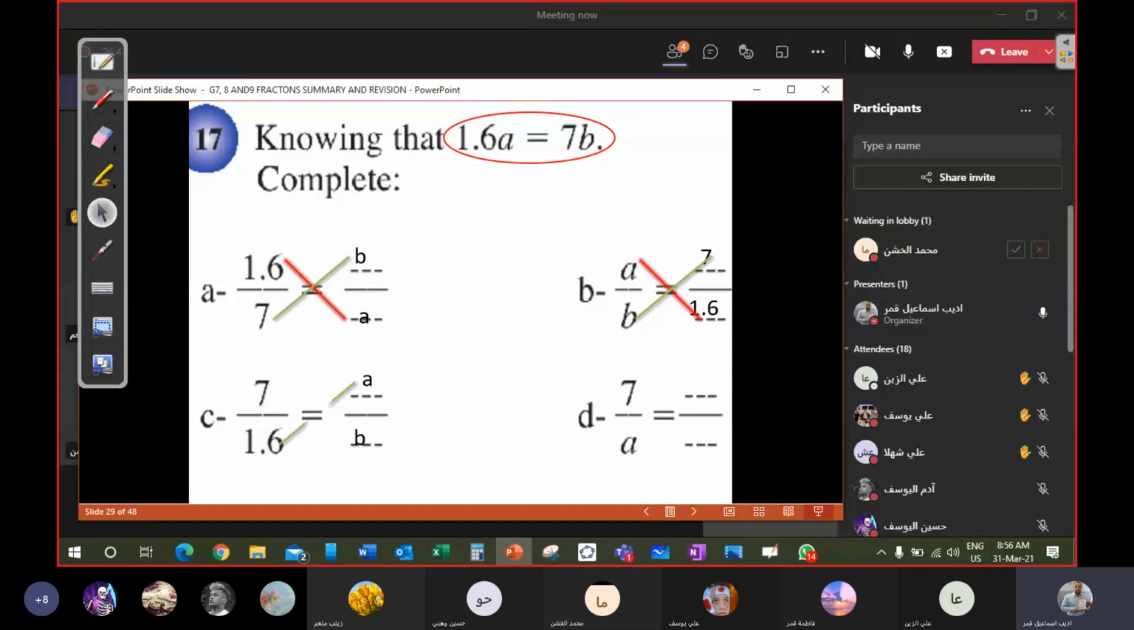And in part D, we have 7 over a, so we put on the other fraction 1.6 over b. So after we do cross multiplication in these four parts, we should get 1.6a equals 7b. a times 1.6 equal 1.6a, and 7 times b equal 7b. Also, we work this exercise to find the value of x, find the unknown number in each.